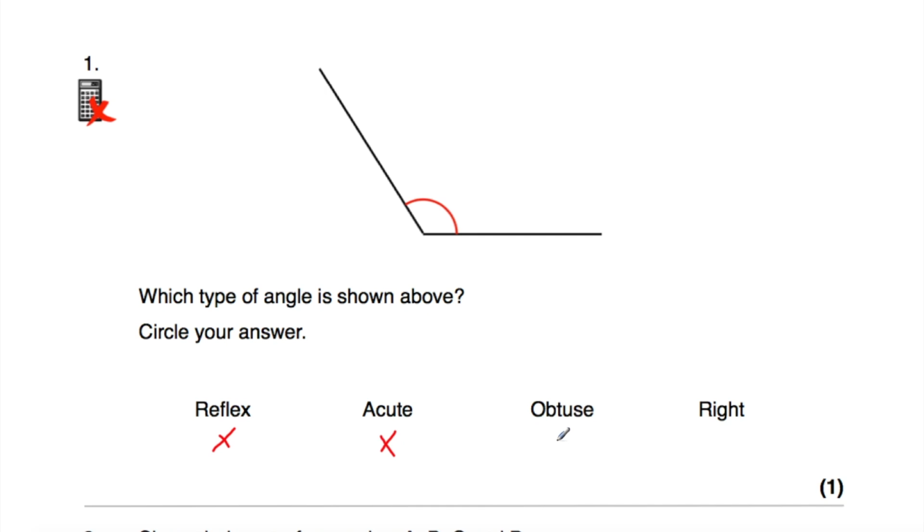An obtuse angle is an angle between 90 degrees and 180 degrees. So we're looking for an angle that's bigger than 90, but less than 180. And that angle is bigger than 90, and it's less than 180, so it's an obtuse angle. So let's circle that option. And finally, just to check our last option, it says right angle. A right angle is a 90-degree angle. That's not a 90-degree angle, so it's not a right angle.